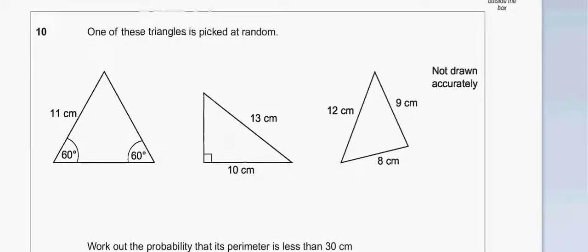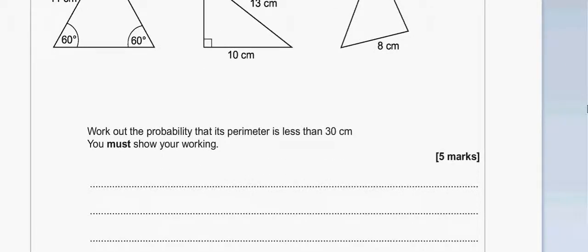Okay, so question number 10. One of these triangles is picked at random, so we have 3 different types of triangle, and it says work out the probability that its perimeter is less than 30 centimeters. Okay, so it needs to be less than 30 centimeters. So that's better. So we must show our working.